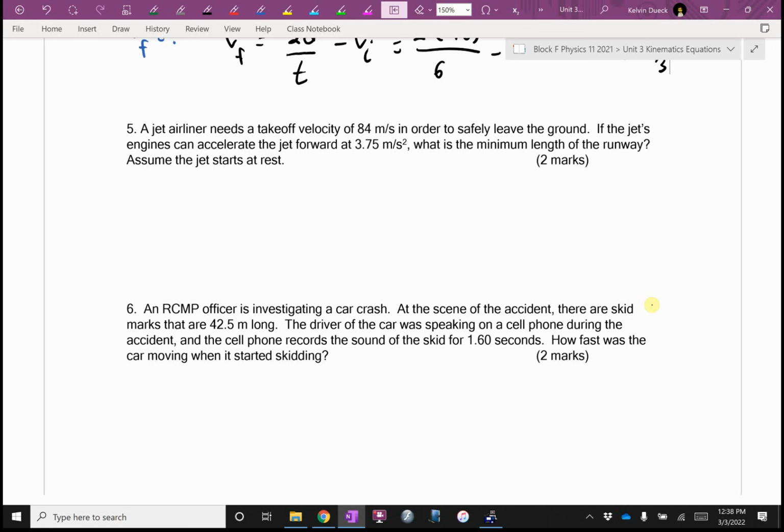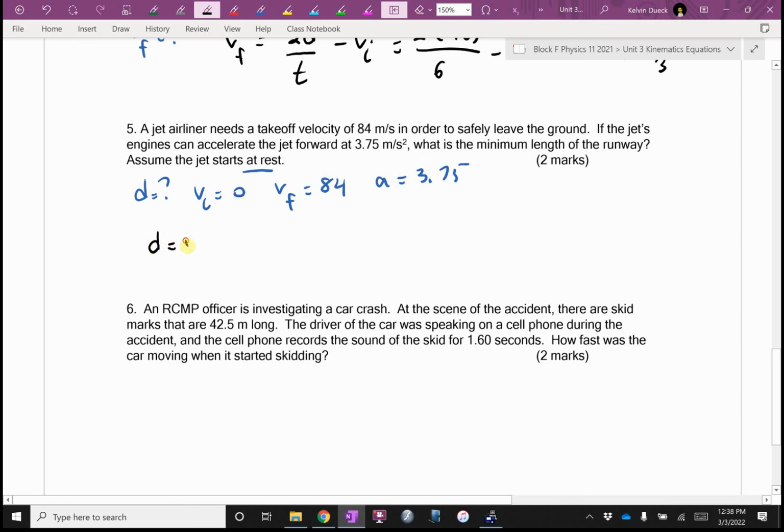Okay? It looks like here they want me to find the length of the runway, so D equals question mark. It says at rest, VI is 0. I guess that means VF is 84. A is 3.75. I guess I'm going to use VF squared equals VI squared plus 2AD. I'm going to use VF squared minus VI squared all over 2A.